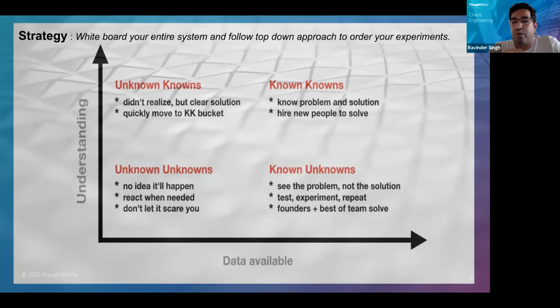This is a quadrant that is generally used, where you divide all your experiments into four portions: known knowns, known unknowns, unknown unknowns, and unknown knowns. What we mean by this is, whatever experiment you plan, what will be the impact of that? Suppose I bring one container of my application down, do I know the impact of that or not? If I know the input and the output, that means it goes into the known knowns.